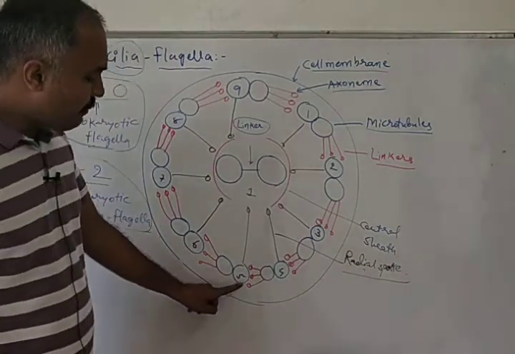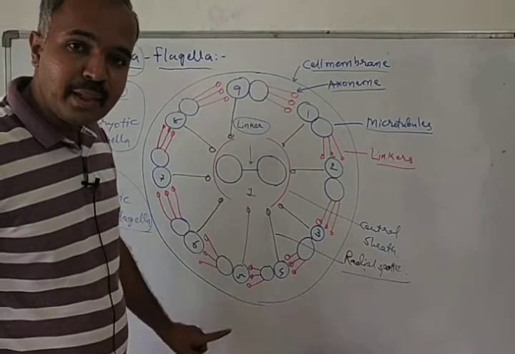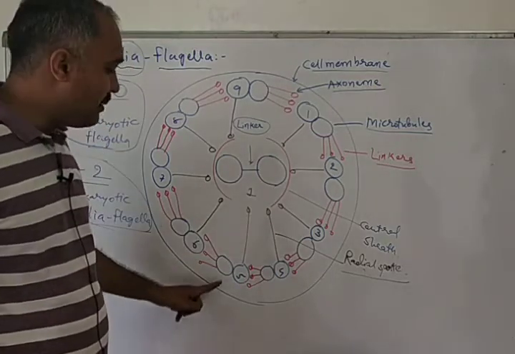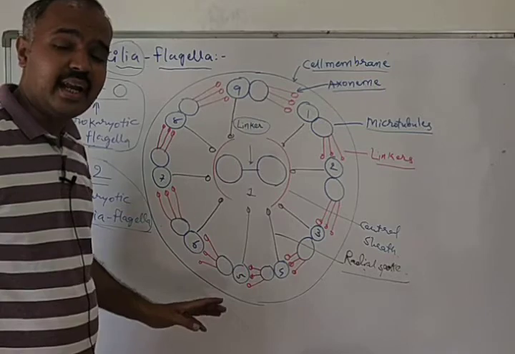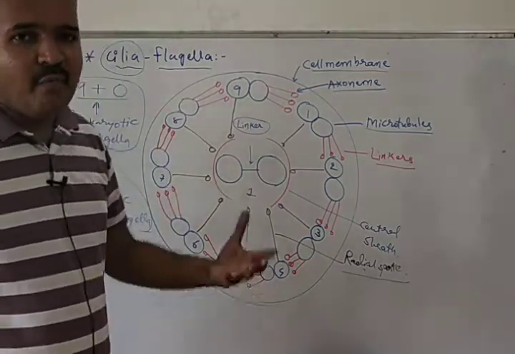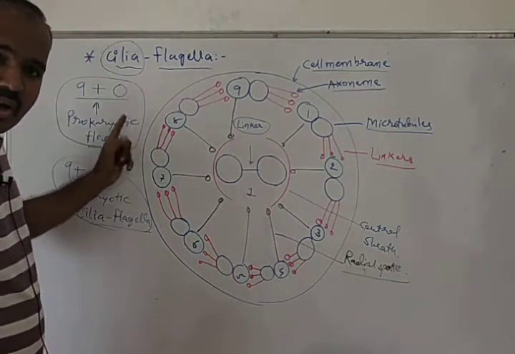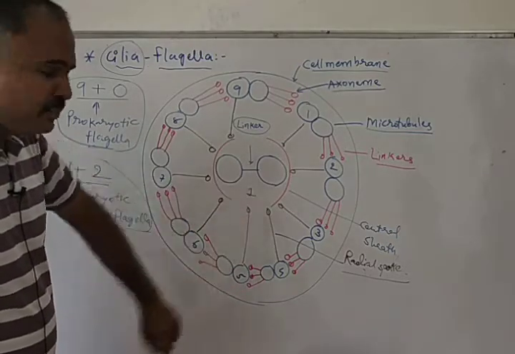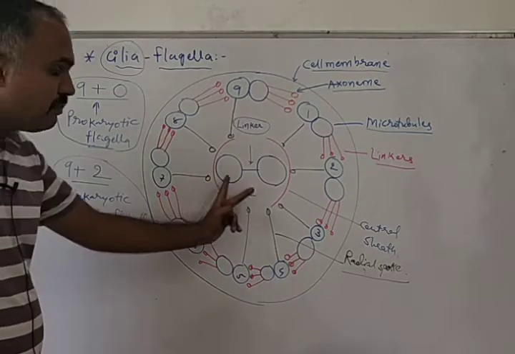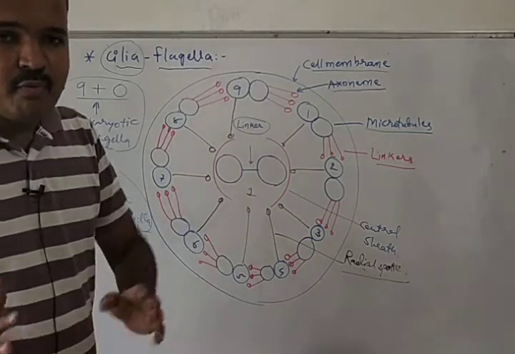And the peripheral doublets are attached to the central microtubules via radial spoke. So this is all about the structure of cilia and flagella. Please remember that prokaryotic flagella has a 9 plus 0 arrangement because the central pair of microtubules is absent, but eukaryotic cilia and flagella will have a 9 plus 2 arrangement because the central pair of microtubules is present.